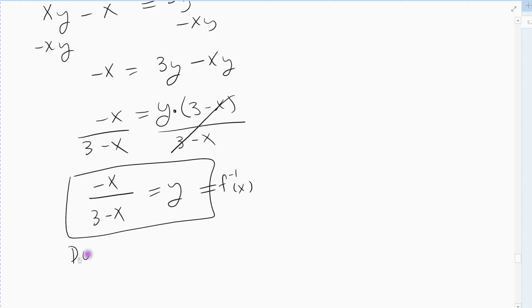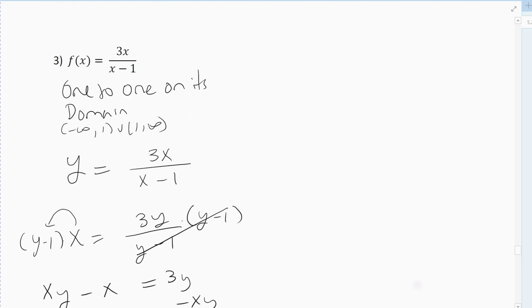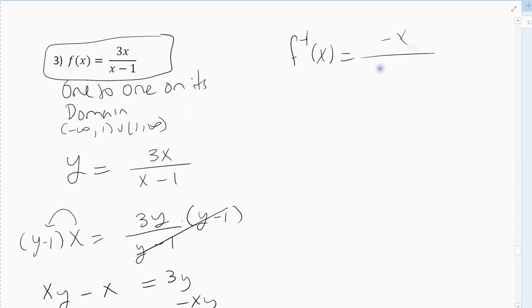You will notice the domain of the inverse is everything but 3. x cannot be 3. So it's negative infinity to 3, 3 to infinity. So bear that in mind when we go to graph our functions. The hard part about this is graphing, but you have a graphing calculator. You should be able to graph them using your tool. All right, so there's my original function, and then its inverse I'm going to write up here, which we found was negative x over 3 minus x.